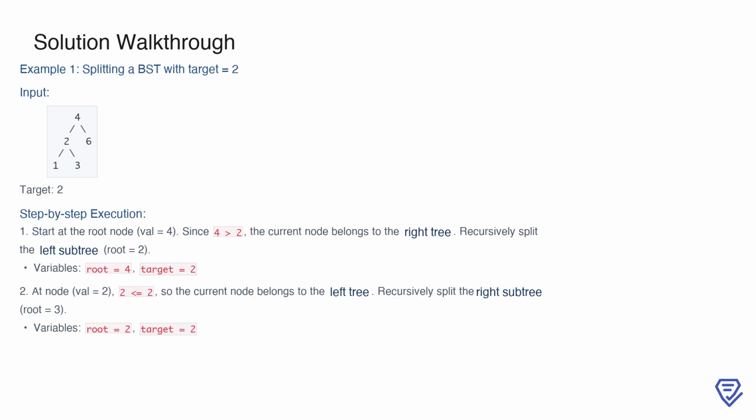Now, as we move to the node with value 2, we find that it satisfies the condition 2 equals 2, meaning this node belongs to the left tree. So, we continue by recursively splitting its right subtree, which has the root node 3. Here, our variables update to root equals 2 and target equals 2.